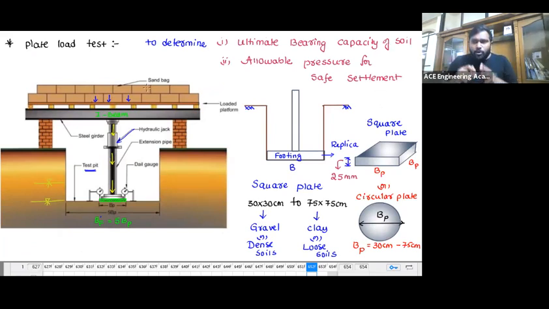Sir, how am I going to apply the sandbags, sir? You are going to apply the sandbags at an increment level. How are you going to apply the sandbags at an increment level? The increment should not be more than 100 kilopascals, or at least 20% of the estimated safe load.